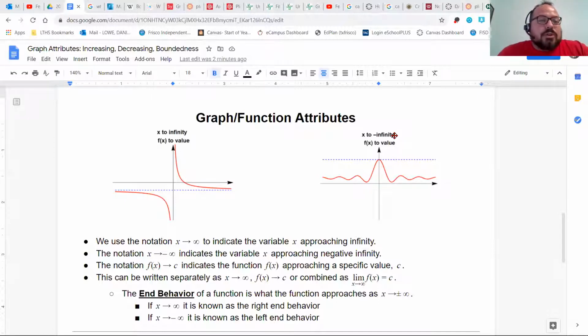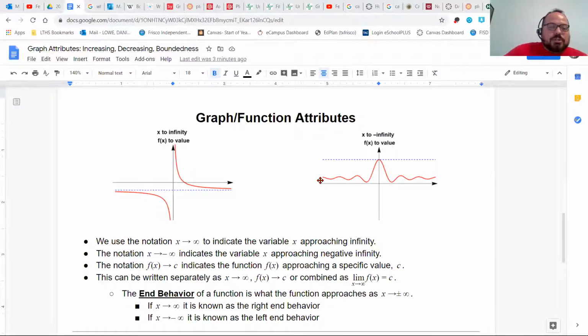And all this means is that if I hop onto f of x and I head towards positive infinity for x, where is my function going? In this case, f of x seems to be approaching a value. If I'm approaching x going to negative infinity, I can hop on my function and see where the function is going. And in this case as well, f of x happens to be going towards some value.